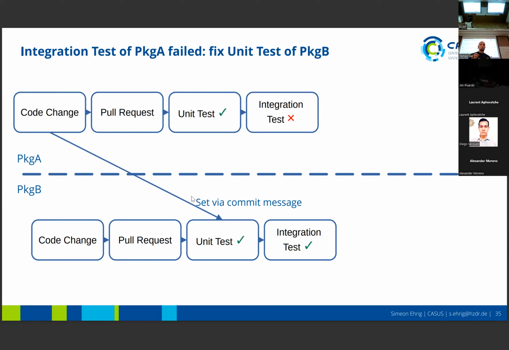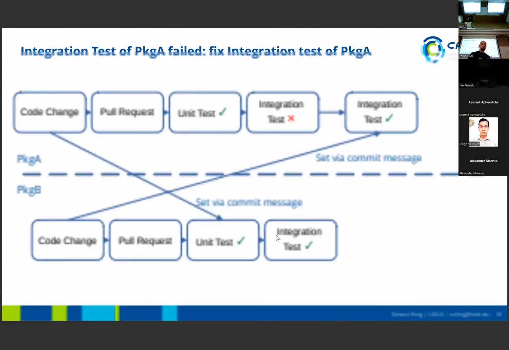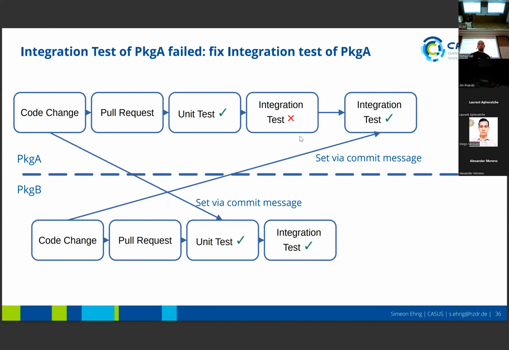So I integrated it in the script. It reads from the git commit message that it should use the feature branch of package A. And then we assume the integration test simply passes because nobody uses package B. Then we can do the opposite way. We can say for the integration test, use the feature branch of package B, which solves the problem. And then the integration test passes.